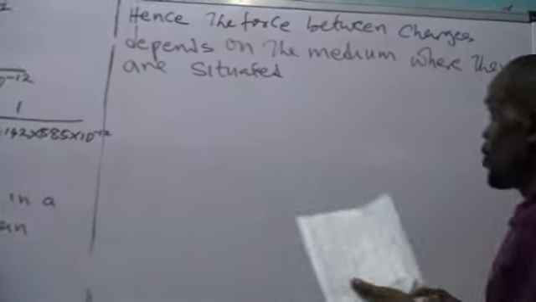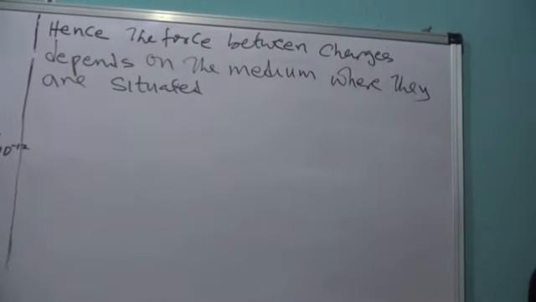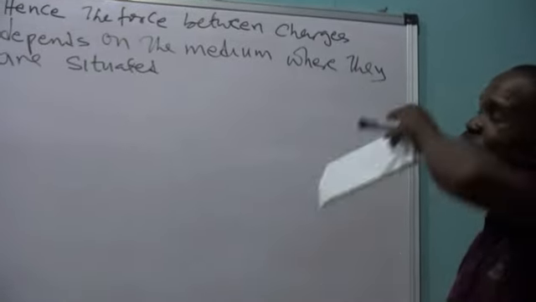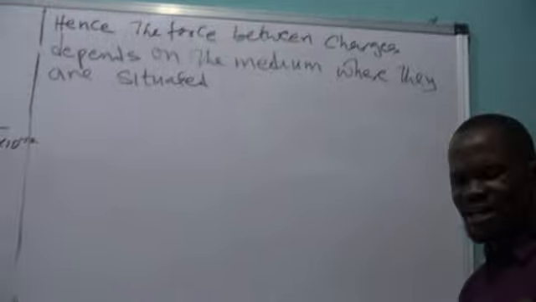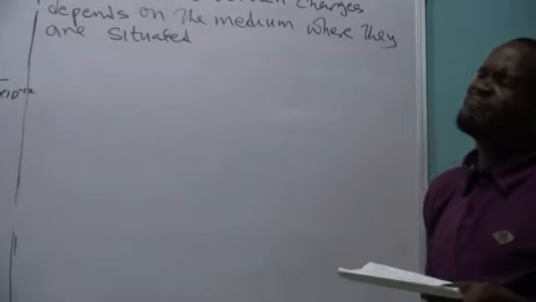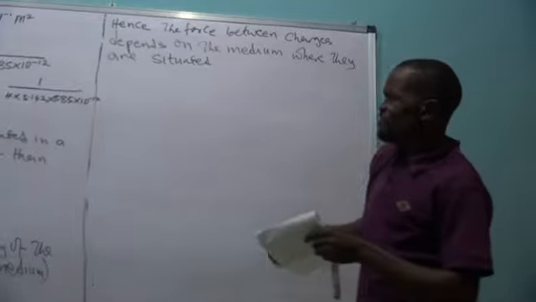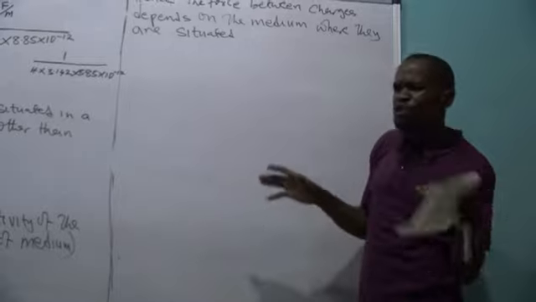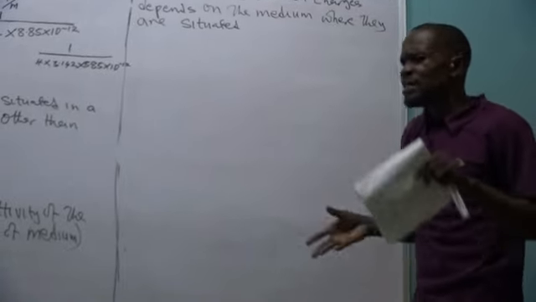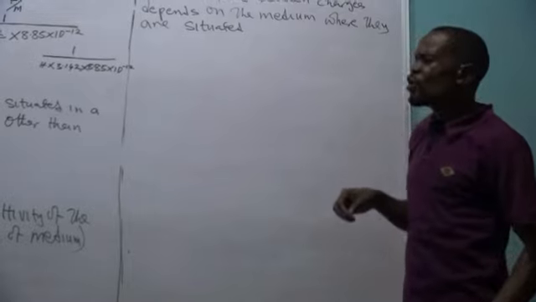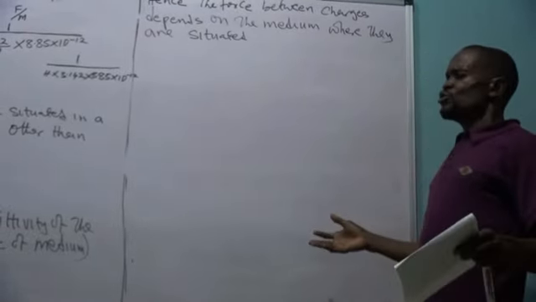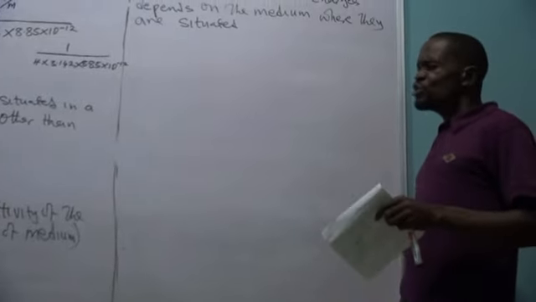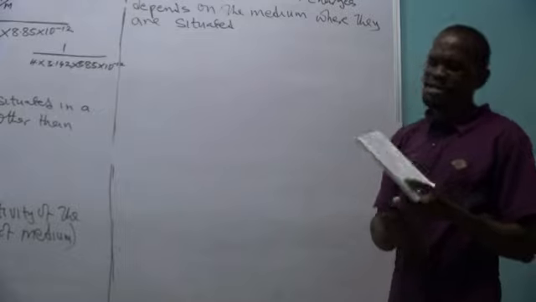So the force between charges, which is the force of attraction or repulsion between charges, depends on the medium where they are situated. That means air becomes our reference point. When I was in air, I'm free to move. But when I was in water, there's some little distraction. So air becomes a perfect medium to operate. Then let us see the deviation from air by using another medium.